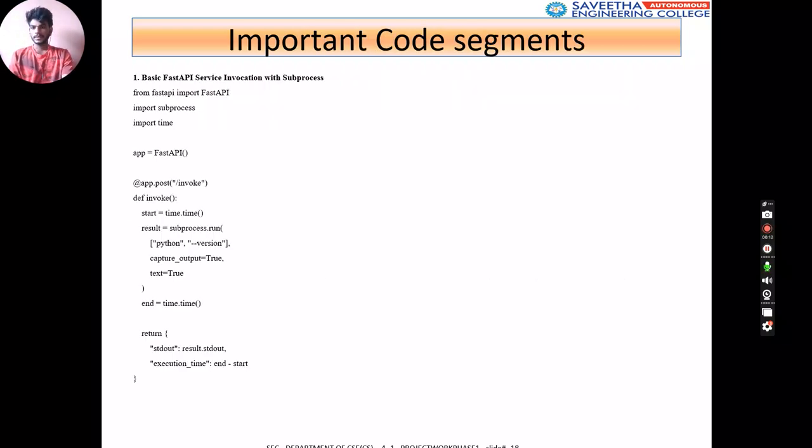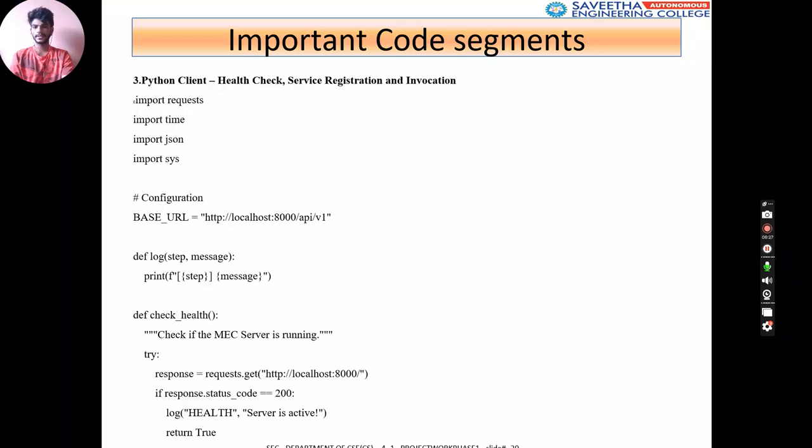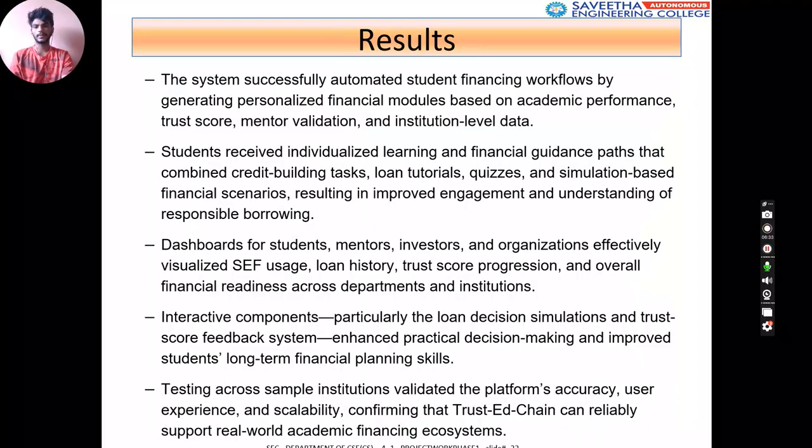Our important code segments are the basic FastAPI service invocation approach, which is Python code, def invoke method. Our MEC prototype main application routing: from fastapi import FastAPI. We are connected to FastAPI, using Python code. Our test cases are included in this PPT. Kindly refer to it for future reference.